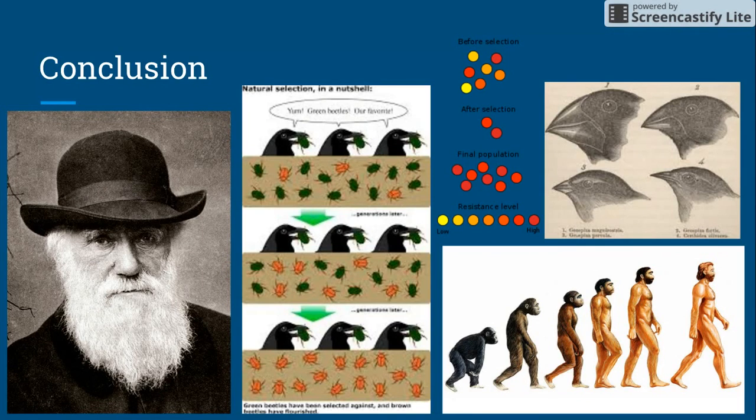Conclusion. Darwin took a trip around the world, and on this trip, Darwin took many notes on animals, plants, and fossils. With these notes, he formed a theory on natural selection, and this theory explains how creatures have evolved to adapt to their environment.